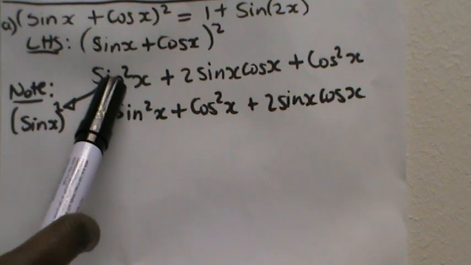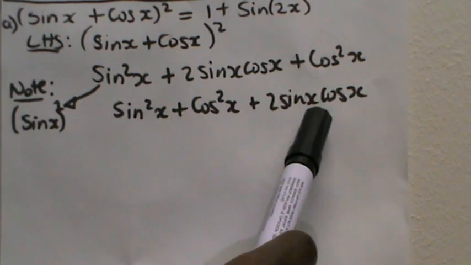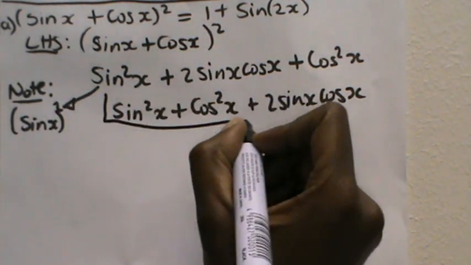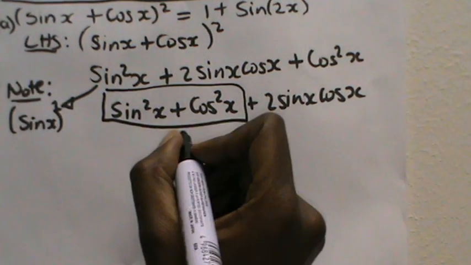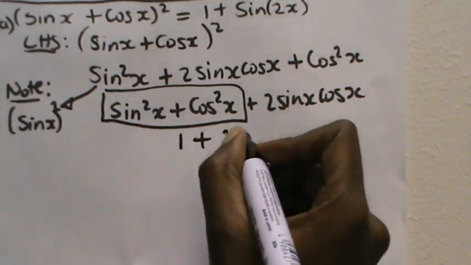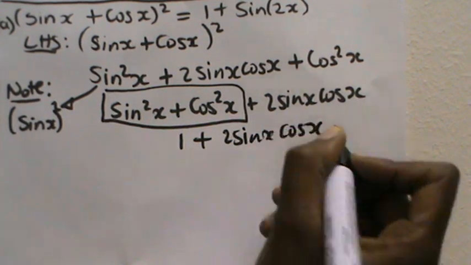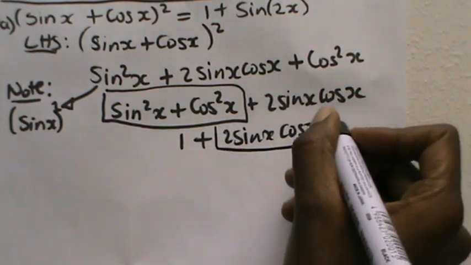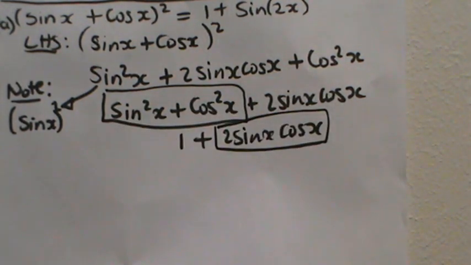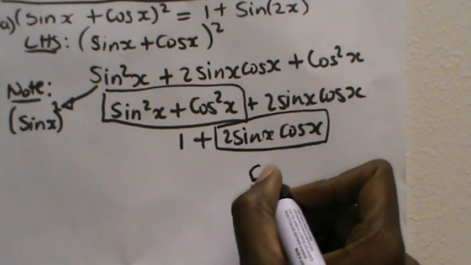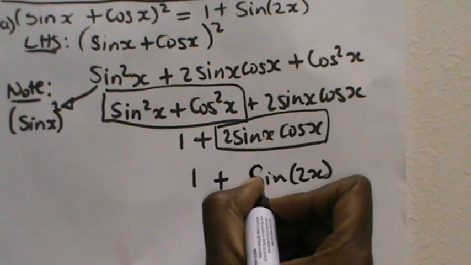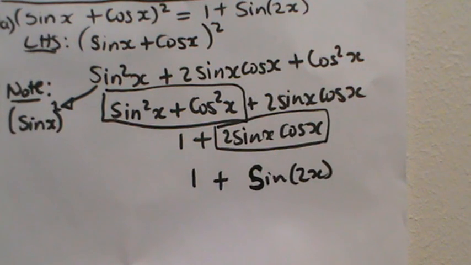This was the first term, it's still the first term. This was the second term, it is now the third term. The third term became the second one. And like I was saying, this is a famous identity, which I'm sure you know is equal to 1. So I have 1 plus 2 sine x cos x. And then this one here is also an identity that you should know. That is equal to sine 2x. So what do I have here? 1, this is supposed to be an s. I hope it looks like an s. Okay, so this is 1 plus sine 2x.